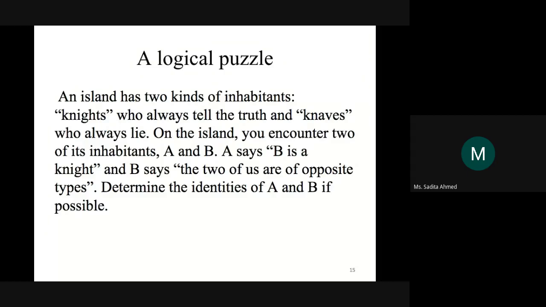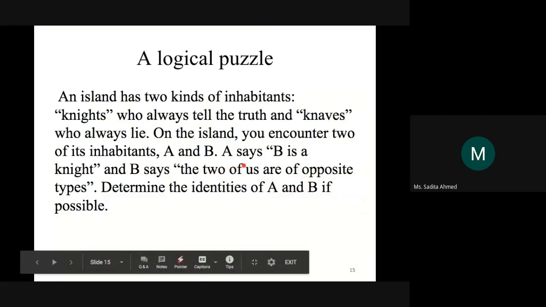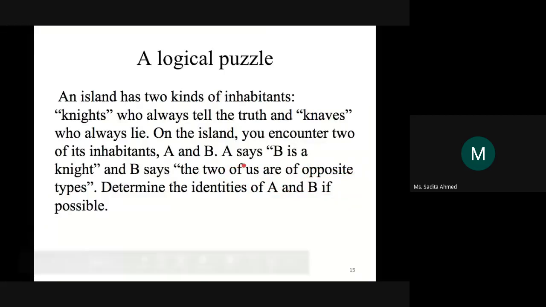So our assumption that A is a knight must not be true, because it leads us to the conclusion that both of them are knights, and if both of them are knights, then we have a clear contradiction based on what B said. So there is a contradiction between these two statements. Now our hypothesis, our assumption, must be false. In that case, we have to go with the opposite assumption. What is the opposite assumption? That A is a knave.